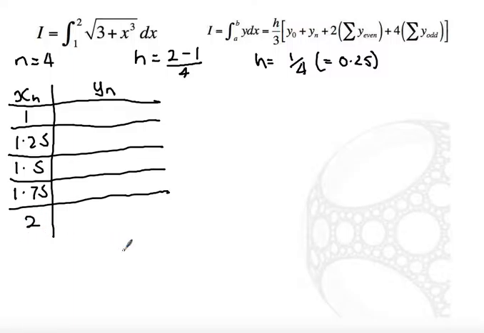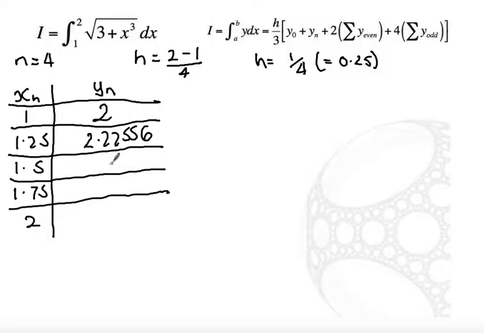In the question, it's asked us to work and give an answer to 3 decimal places. So that means that I'm going to store my answers during my work to a minimum of 4 decimal places. Usually I go one step further than this. So if I evaluate 1 in our function, the square root of 3 plus 1 cubed, I get an answer of 2. If I then evaluate the square root of 3 plus 1.25 cubed, we get 2.22556.